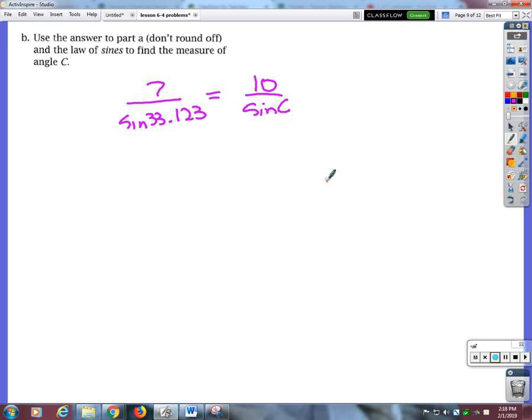Now we have not yet done a problem like this using the law of sines where we're trying to find the angle. Okay, so when I cross multiply and then divide, I'm not getting the answer for angle C, I'm getting the answer for the sine of angle C. Okay, so we're going to have one more step to do when we're done with this. So I have to go 10 times the sine of 33.123 divided by 7. What is 10 sine 33.123 divided by 7? And please don't forget to close your parentheses.